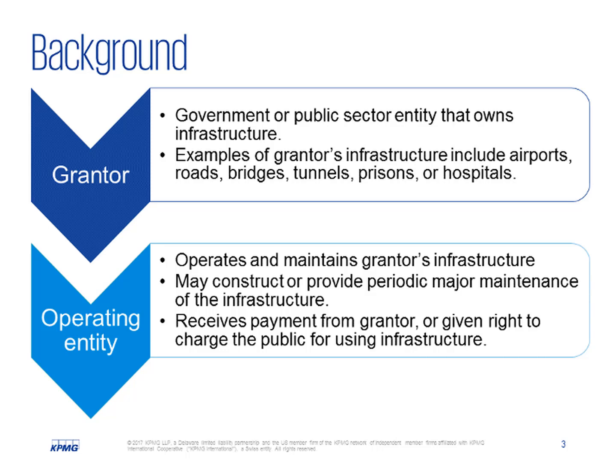The operating entity may be required to construct or provide periodic capital-intensive maintenance of the grantor's infrastructure. In exchange for these services, the entity will receive payments from the grantor or may be given the right to charge the public or third-party users for their use of the infrastructure. An example of this would be a toll charged to users of a bridge or tunnel.